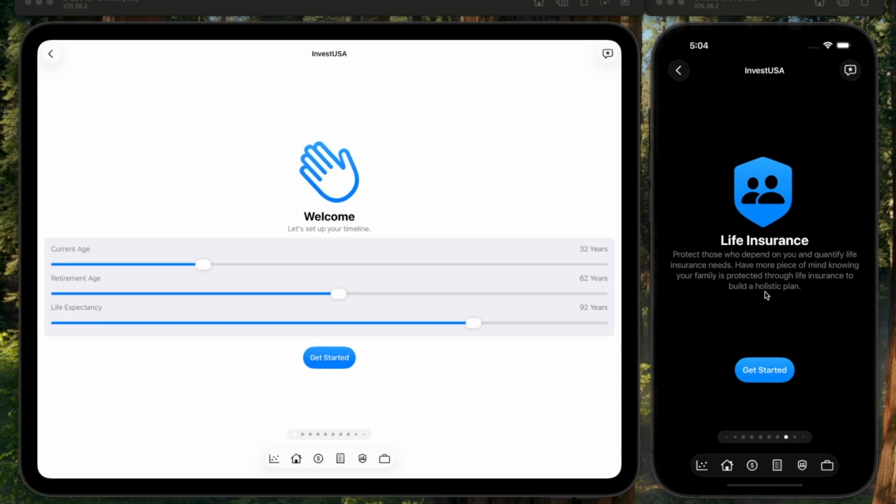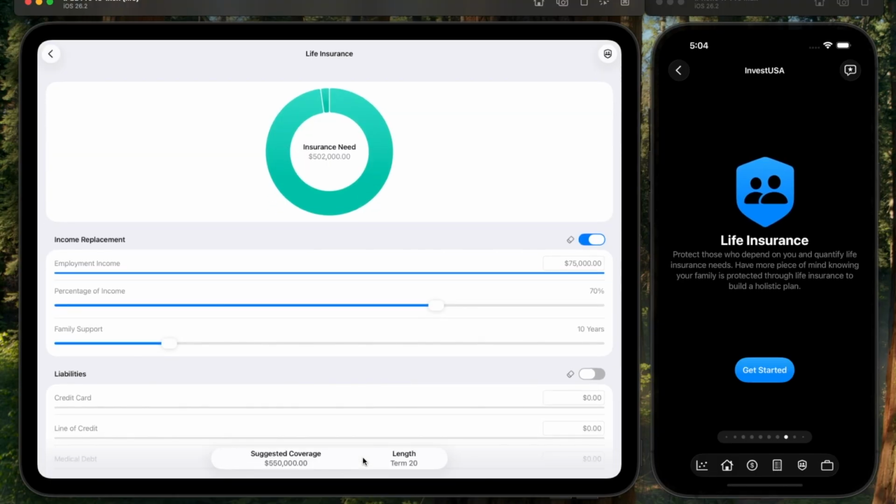Alright, so today we're going to take a look at life insurance and how much you should have to really make a holistic plan. Basically, if something happens to you, you're going to want to make sure your family is protected, especially if you have young ones. So in order to get to the life insurance calculator, you're going to click on the shield with two people on it. And basically, we're going to build out a scenario custom to you.